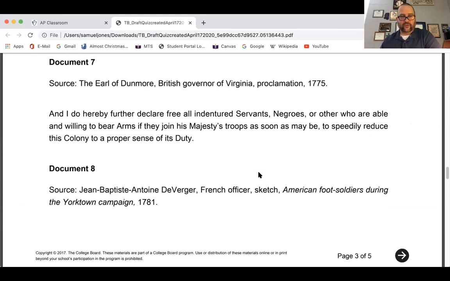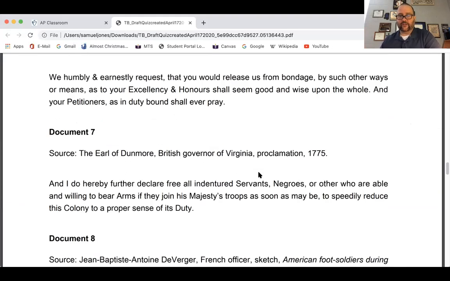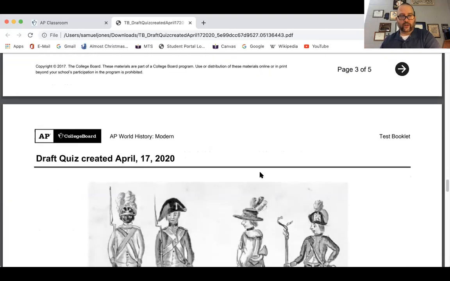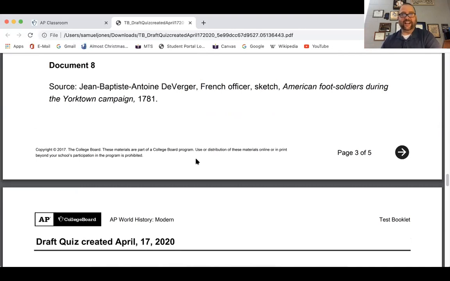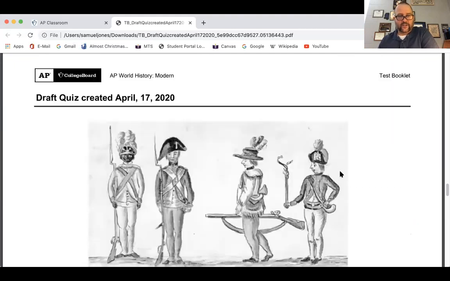Let's see, I'm going to go to documents. Let's see, that was 4. So 1, 2, 4, 5, and let's do one more. And I want to go down here to this picture, and let's skip down to, for some reason, this one had 8 documents, not 7. Anyway, it's practice. The source is Jean-Baptiste Antoine de Verger, a French officer, sketch, American foot soldiers during the Yorktown campaign in 1781. So check this out right here.